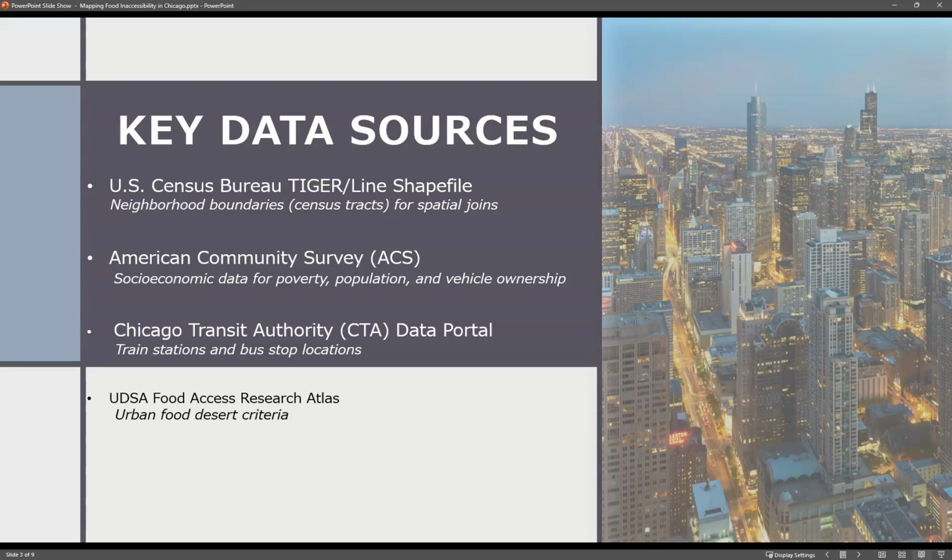To build this project, I brought together several public data sets. First, I used the Tiger line shape files, which provide the official Chicago Census tract boundaries. These essentially outline the city's neighborhoods so I could join demographic and other data accurately.